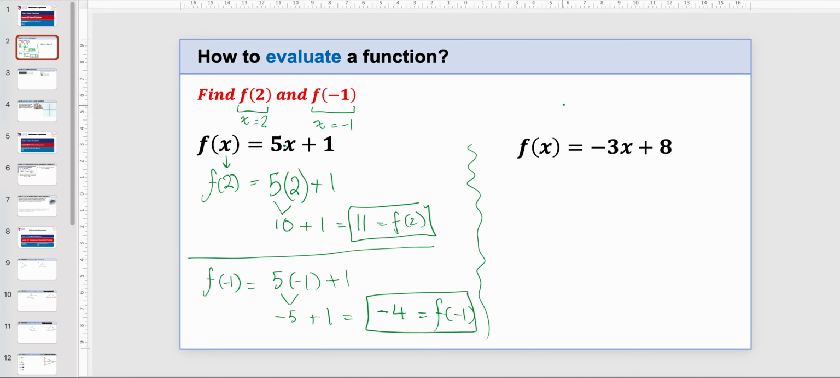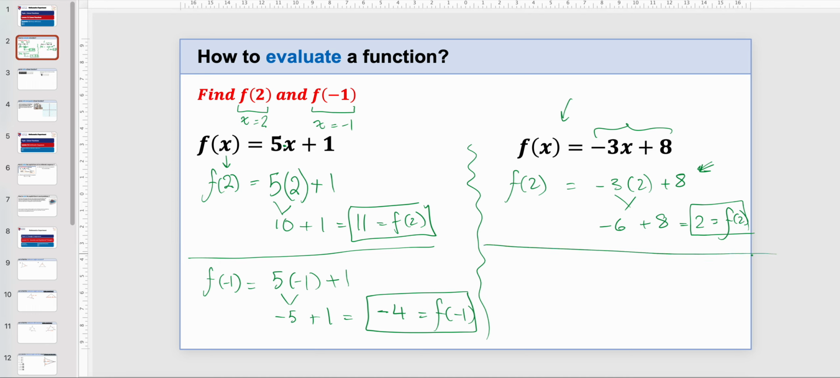Do you think that f of 2 will be the same value here? Of course not, because we have a different function. So let's go ahead and do f of 2. I'm not gonna get 11 here again, because here we have another function. So negative 3 times 2 plus 8. Negative 3 times 2 is negative 6, plus the 8 is basically 2, and that's the value of f of 2 for this function.